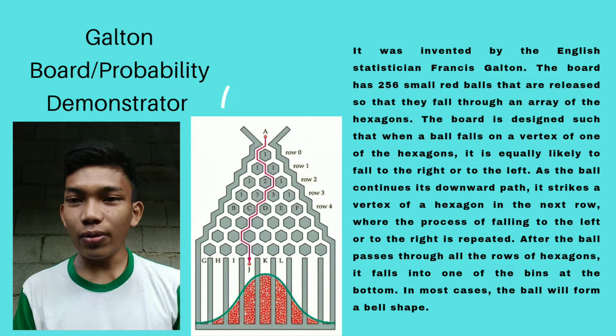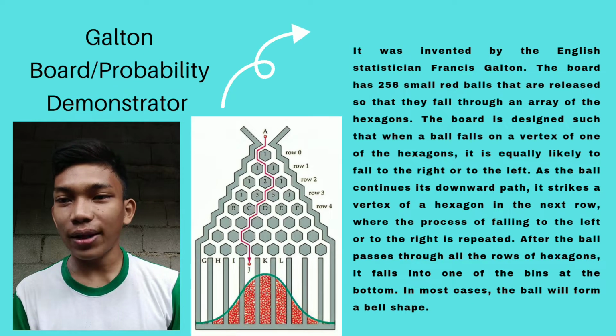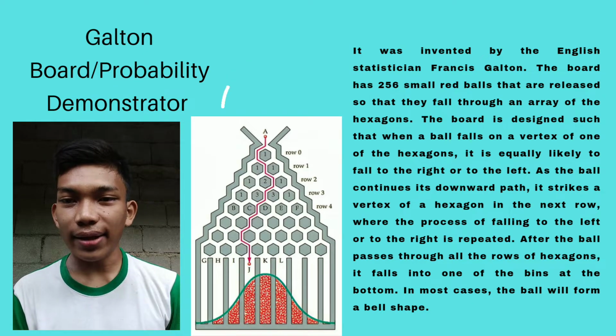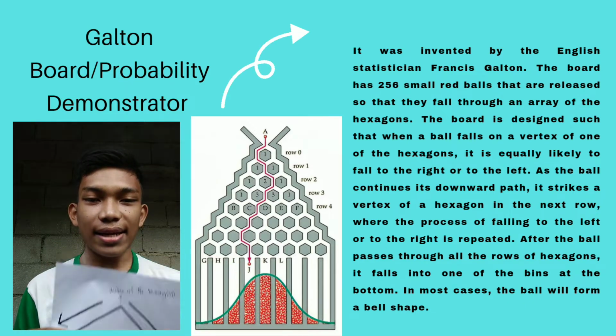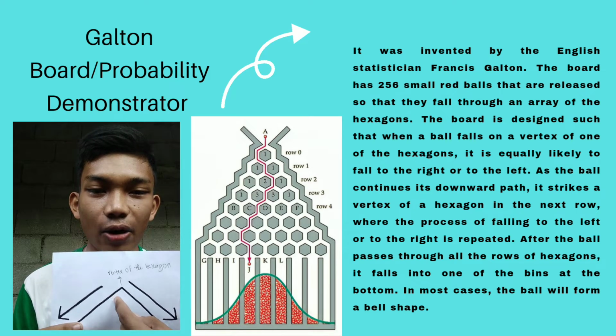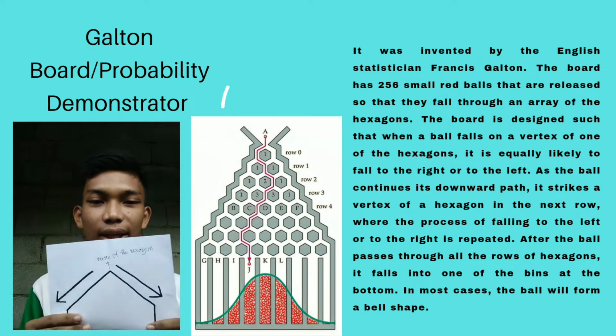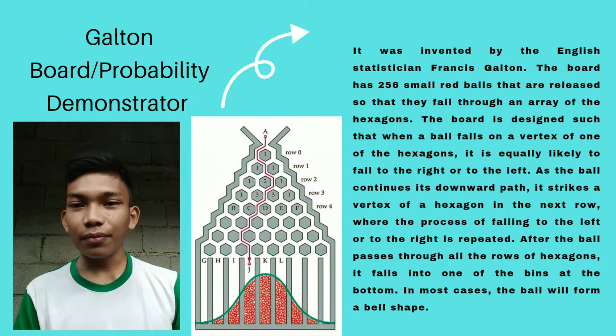As the ball continues its downward path, it strikes a vertex of a hexagon in the next row where the process of falling to the left or to the right is repeated. So yung mga bola na yun is, as I said kanina, it hit to the vertex of the hexagon and then it will either go left or right until yung pattern na yun is repeated.